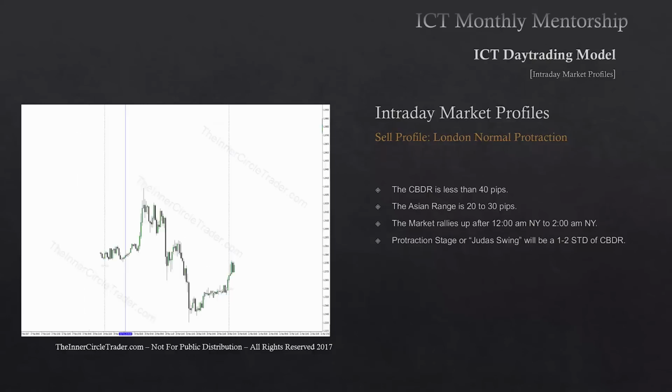As an example, this is what it would look like. As you can see here, we have a small consolidation, Asian range, and we have it immediately after the midnight time frame. Price goes straight up, and then from there creates the high of the day and trades down. The protractionary stage is seen here immediately after that midnight candle.